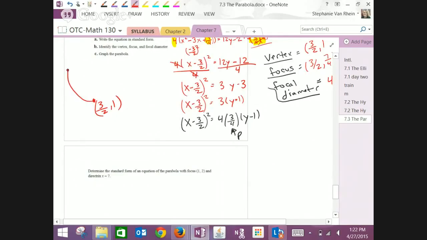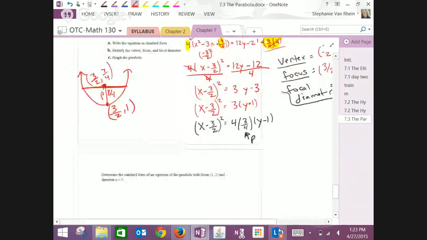Sometimes it's almost easier to graph it without coordinates. So I know this is going to open up. My focus is going to be p units up from my vertex because this opens up. So that means I'm only going to change the y, and I change the y by 3 over 4. So I have 3 halves, comma, 1 plus 3 over 4, which is 7 over 4. My focal diameter is going to be a distance of 3.